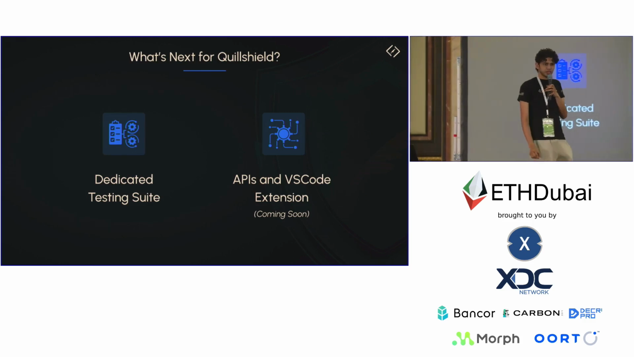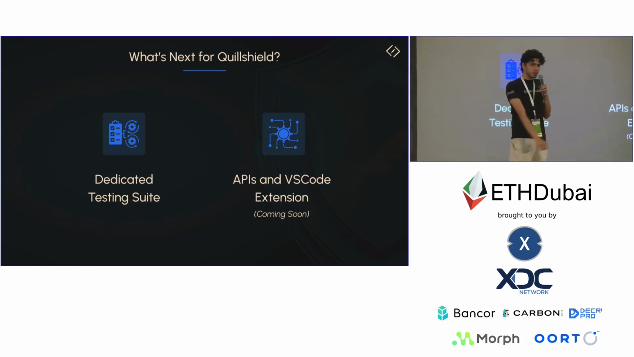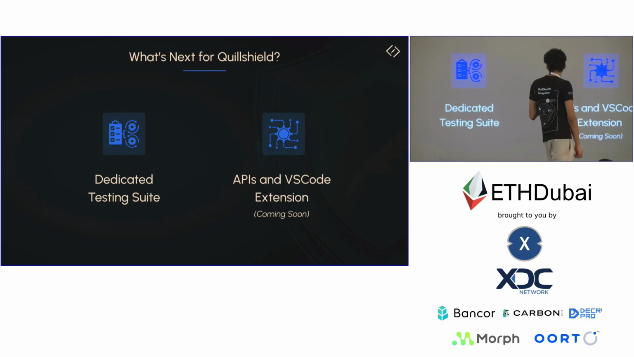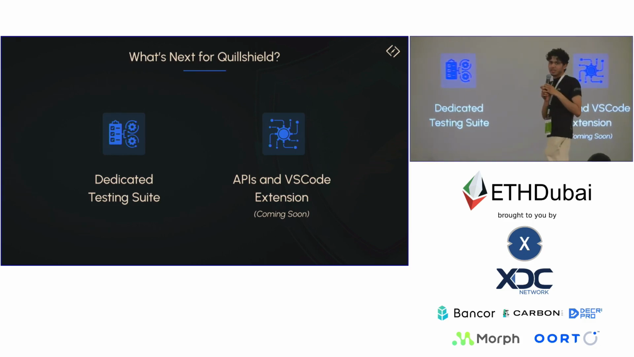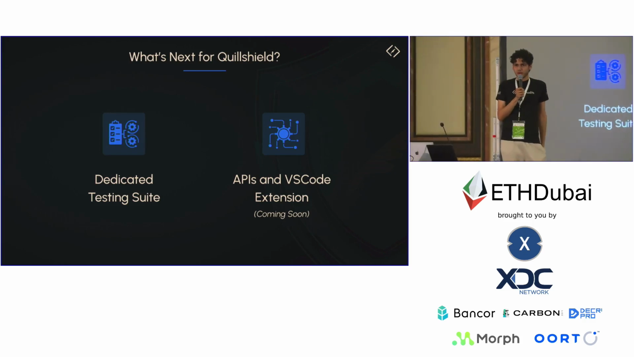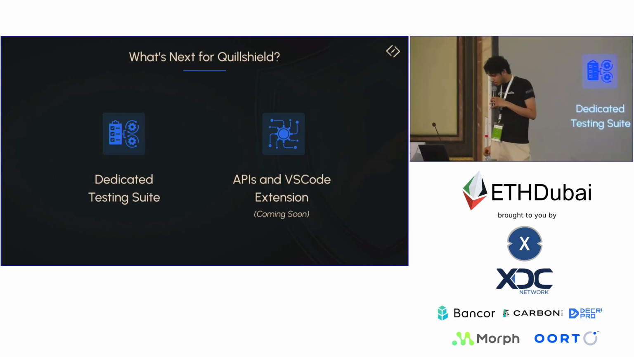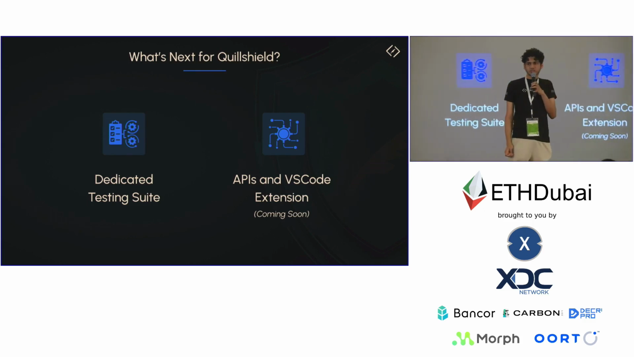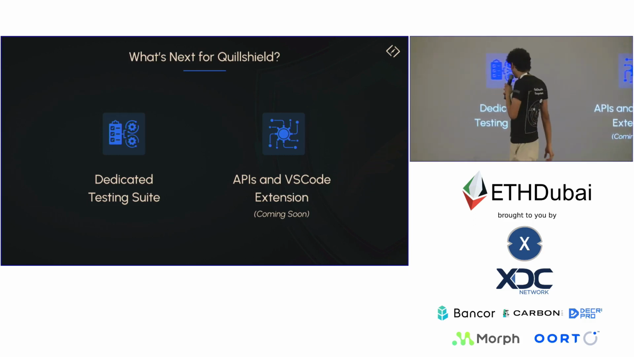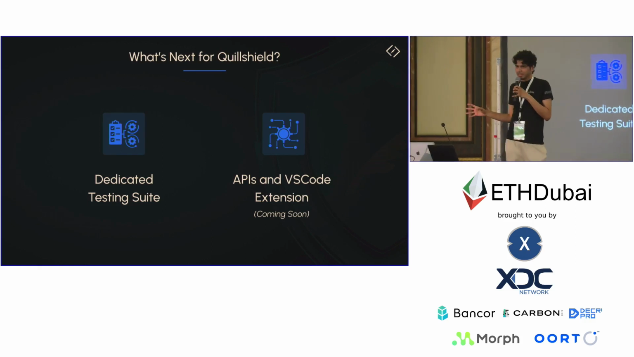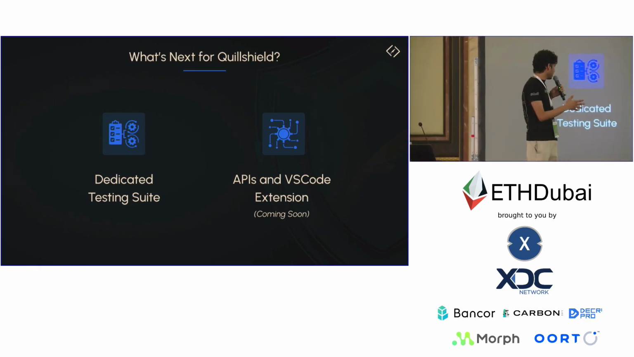So what's next for QuillShield? We're going to have a dedicated testing suite. So earlier we discussed how writing unit test cases and fuzz test cases is a pain. Now, with this dedicated testing suite, the AI is going to do that for you. So you can focus on what's important. You can ship your products faster to the market. And yes, we are also going to launch APIs and VS Code extensions. So for you developers, you don't have to leave the comfort of your terminal and your VS Code window. You're going to get the entire QuillShield experience in your VS Code.